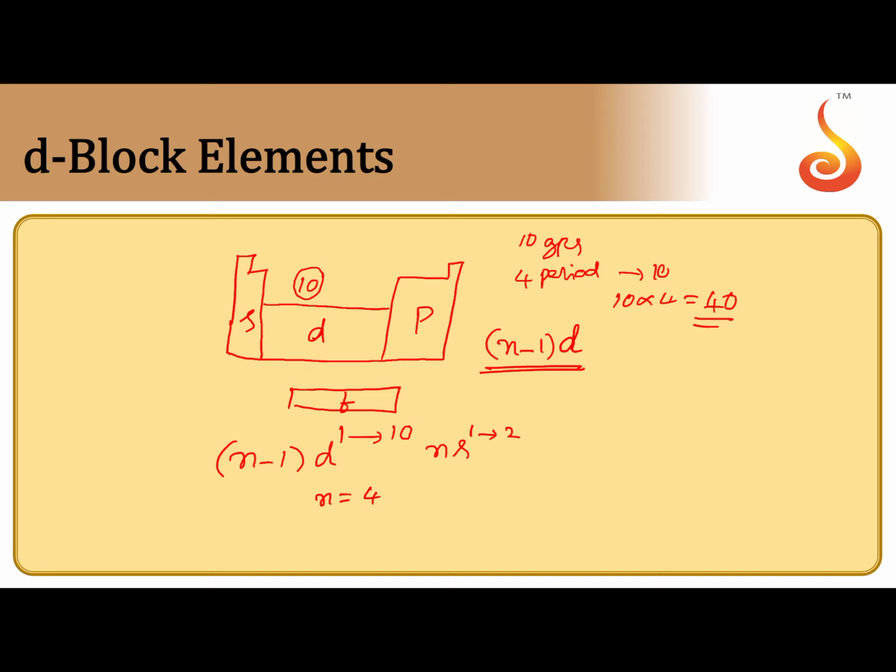N may be 4, 5, 6, 7. When n is equal to 4, the differentiating electron enters into the 3D subshell. That is why those 10 elements are called the 3D series, scandium to zinc. Like that, when n is equal to 5, 4D series, 5D series and 6D series. In each series 10 elements are present.